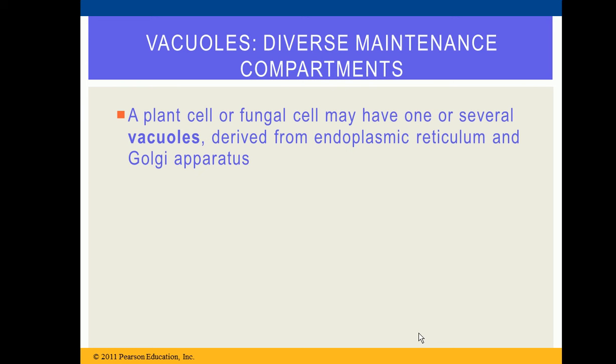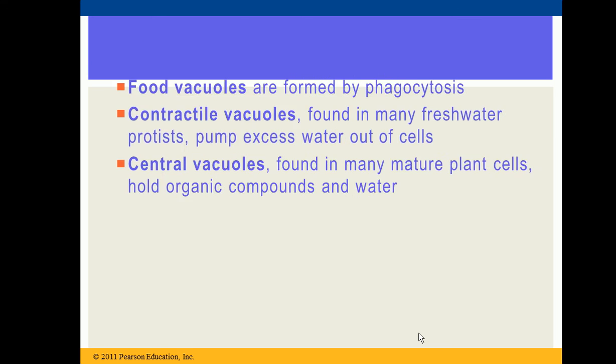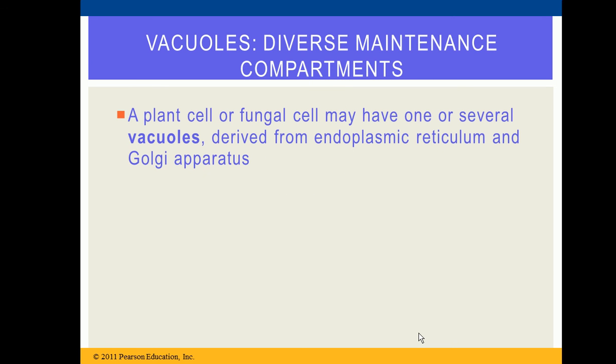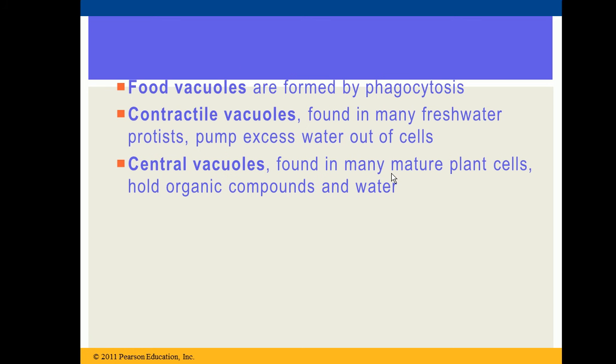Plant cells have a big vacuole which is called the central vacuole. A plant cell or a fungal cell may have one or several vacuoles derived from the endoplasmic reticulum and Golgi. But there are some other kinds of vacuoles too, like the contractile vacuoles, which are found in freshwater protists, and they help in osmoregulation, which means they pump excess water out of the cells. And there are some food vacuoles, which you just saw, formed by the process of phagocytosis.